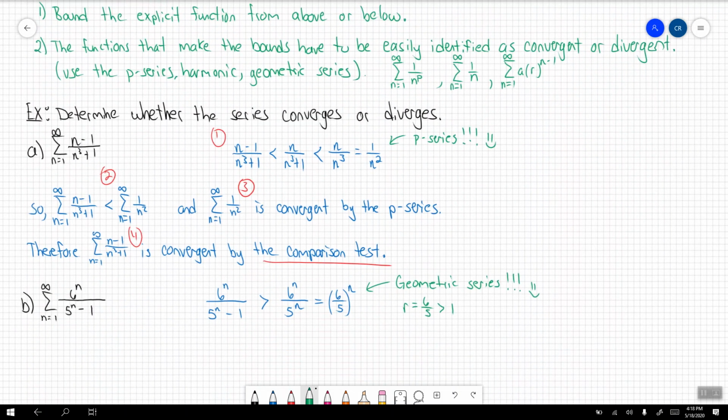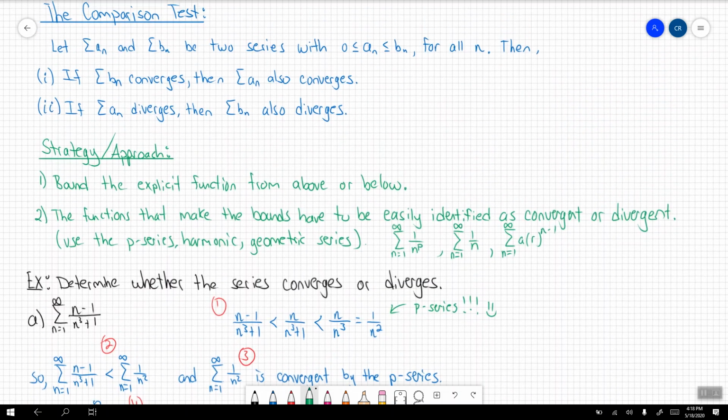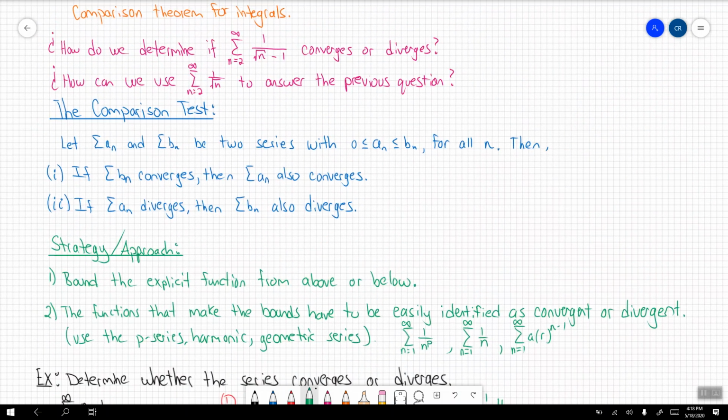All right, we bounded this function here from below. So what we did is we looked at the comparison test and we said, hey, our function is now the top function. The new one that we found, 6 divided by 5 to the power of n, is the lower function. But the lower function diverges. So that lower series now diverges. That means that my top function, the one I'm really concerned about, also diverges.